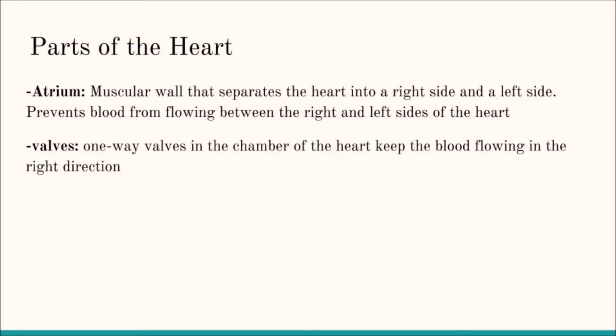The septum is a muscular wall that separates the heart into 2 sides. It prevents blood from flowing between the right and left sides of the heart. One-way valves in the chambers of the heart keep the blood flowing in the right direction.